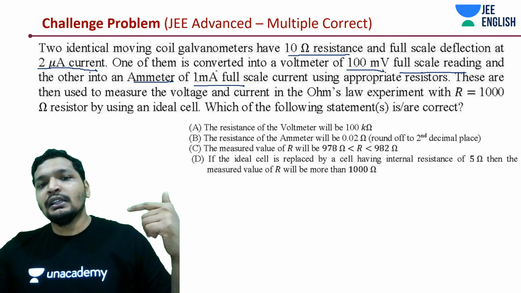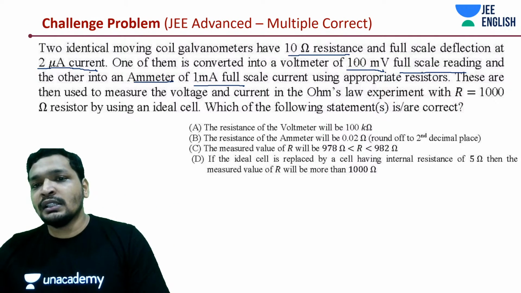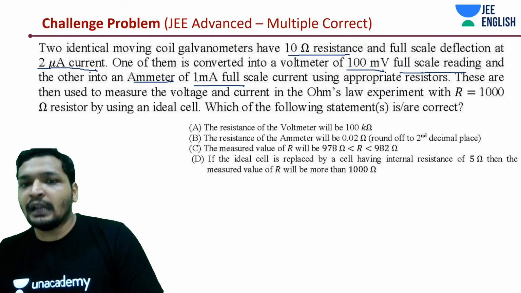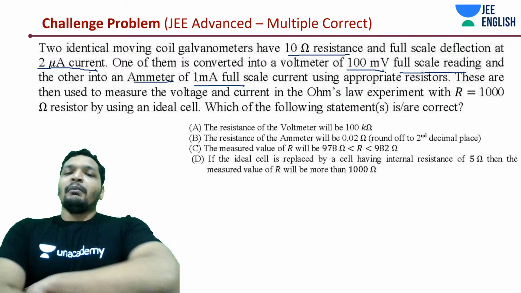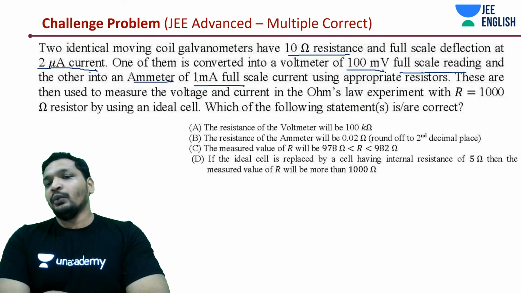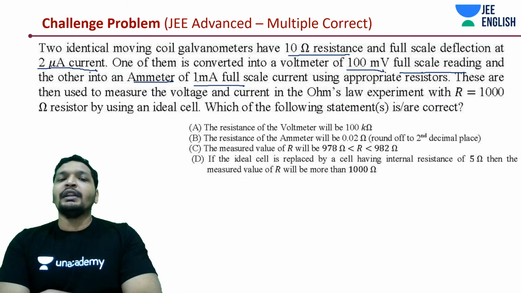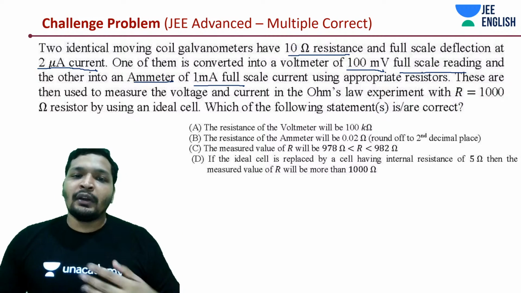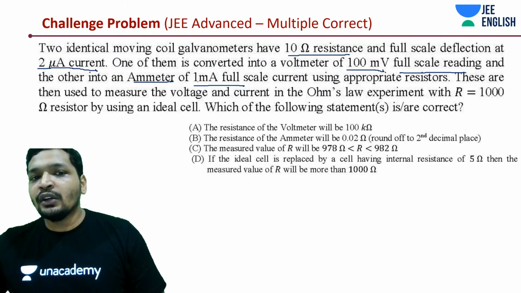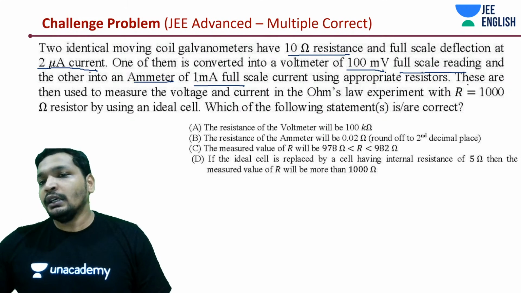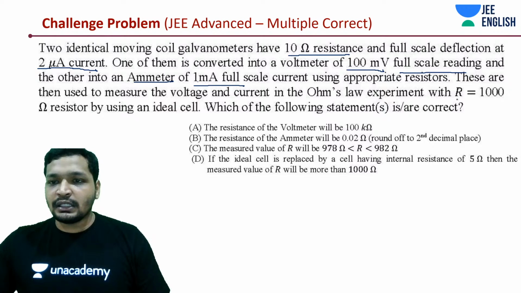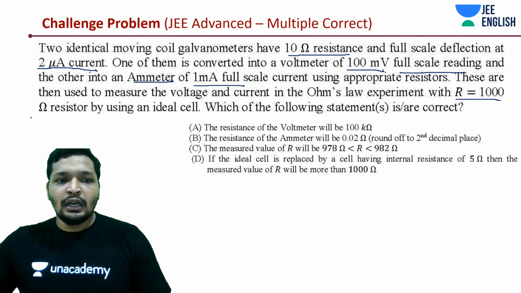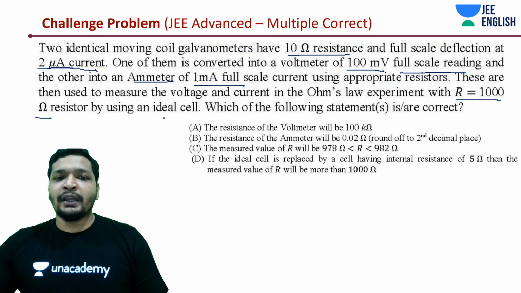Shunting for the ammeter; in series you would connect a large resistance such that it can measure 100 millivolts. If you have noticed, it's 2 microampere into 10 ohms is how much it can measure, which is nothing but 20 microvolt right now. But you're pulling that range to 100 millivolts. Similarly, it can only measure 2 microampere, so you're using some resistance in parallel to get to that 1 milliampere. These are used to measure the voltage and current in Ohm's law experiment with a resistor R equal to 1000 ohms, 1 kilo ohm, by using an ideal cell.